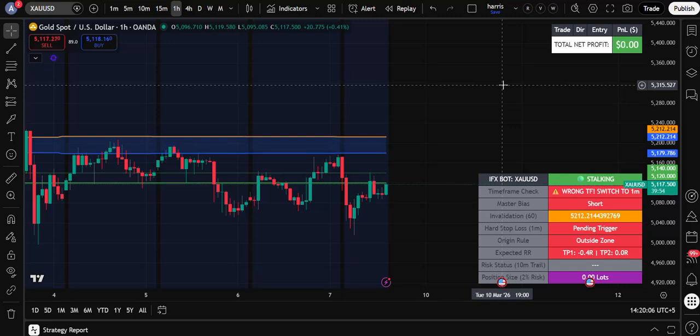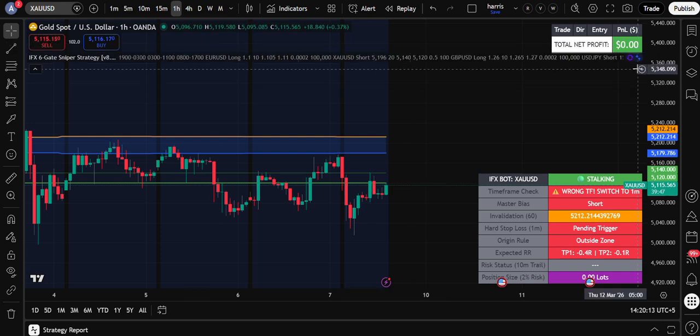So hi guys, today we will be discussing how to use the IFX Sniper Indicator.